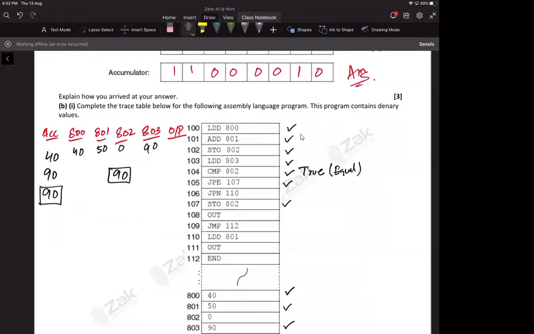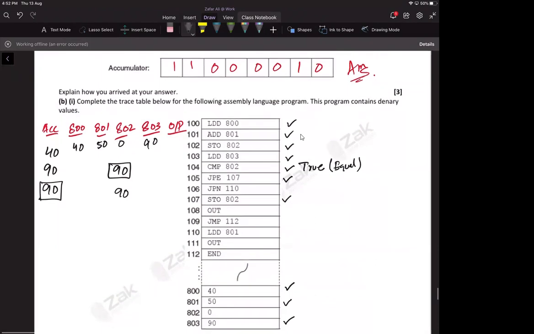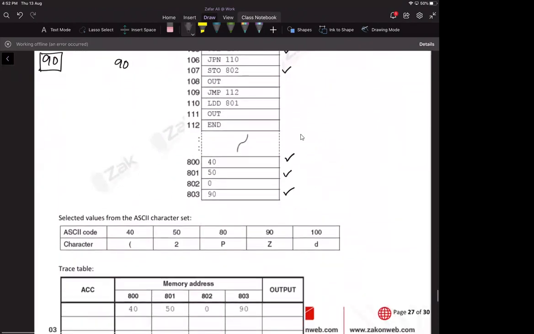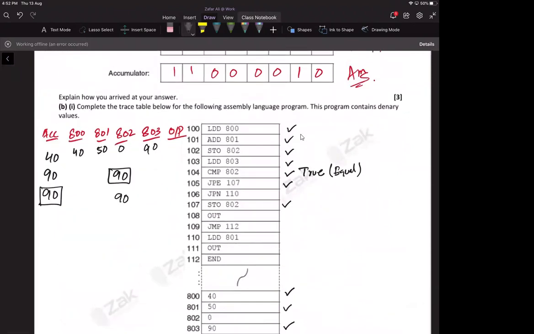107 now says store at 802. So this 90, which is an accumulator, will be stored at 802. 90 remains 90. Doesn't make any difference. Then out. Out means whatever the number in the accumulator, its graphical representation will be output on the screen. So 90 says what? Z. All right, so this Z will be output to the screen.